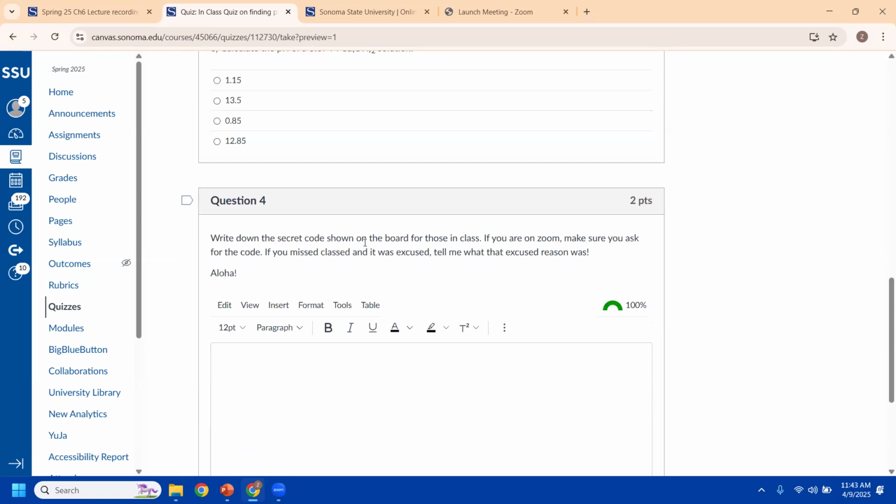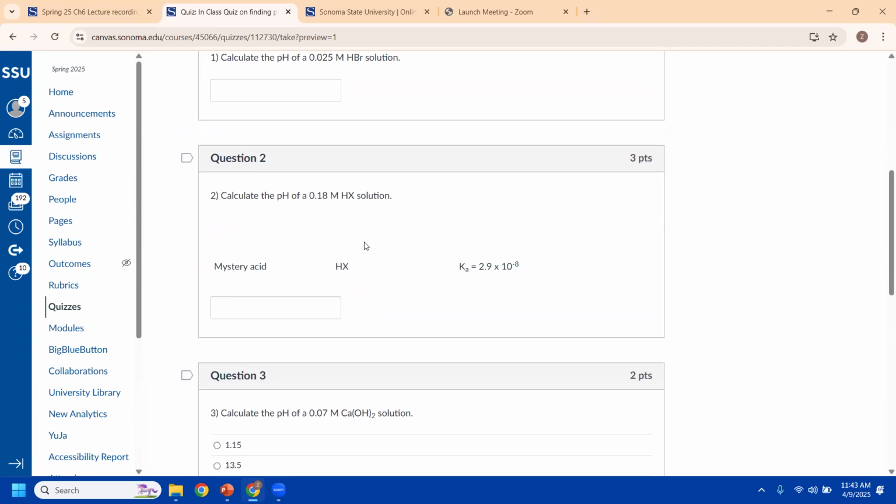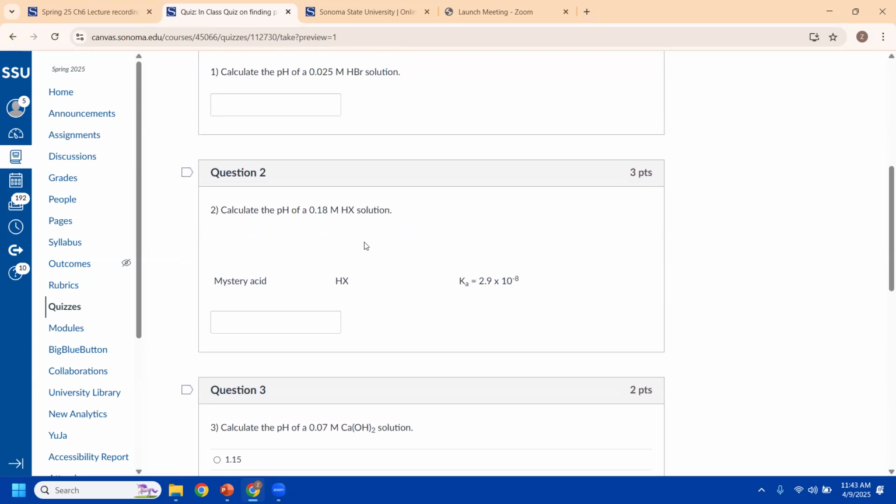Write down the secret code on the board for those in class. There it is. Okay. And there's the problems for those of you on Zoom.